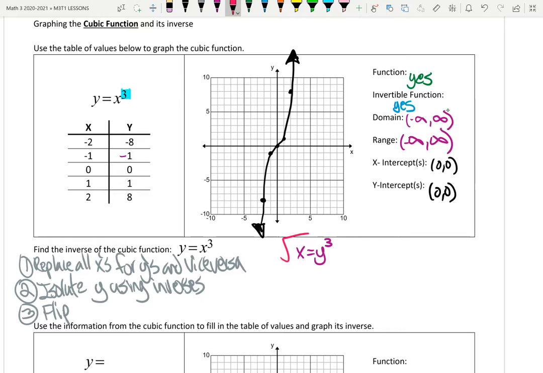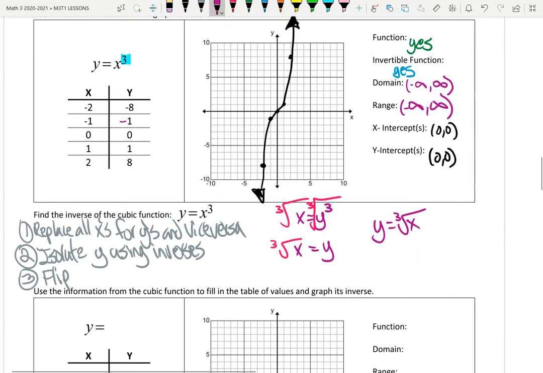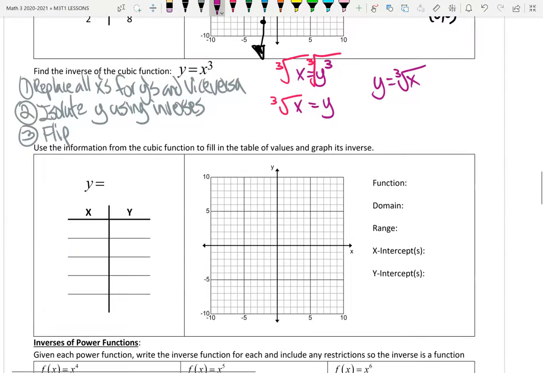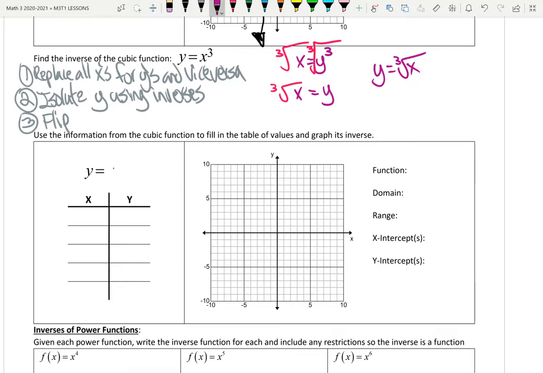I'm going to now take the cube root, and I have to write the 3 to clarify that it's going to be the cube root instead of the square root. And I'm going to be left with just y. And I flip this, getting the cube root of x. So the inverse of this is the cube root of x.